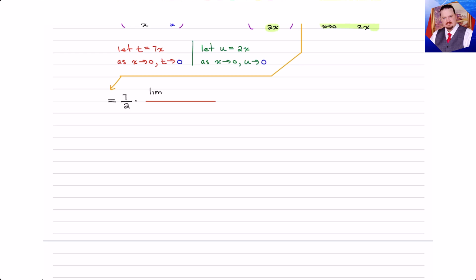The limit as t goes to 0 of sine t over t. This is the limit as u, different variable, of sine u over u. And to match it, this was the highlighted yellow one from the previous step. Now both of these exist, and neither is 0. This goes to 1, this goes to 1. So the answer should just be 7/2 times 1 over 1. And that's it. That's our answer. 7/2.